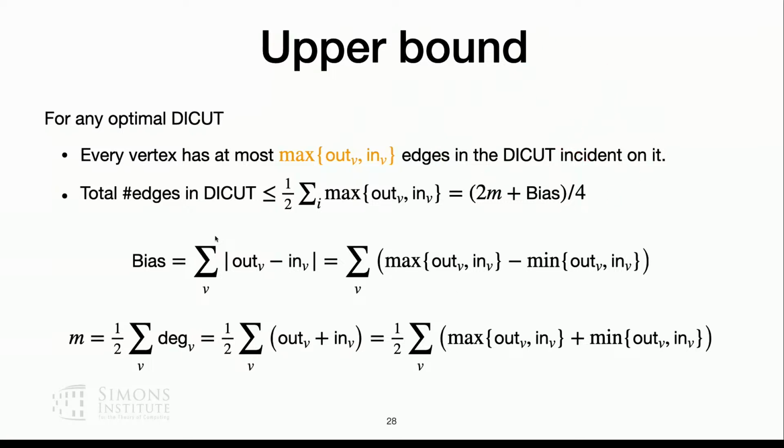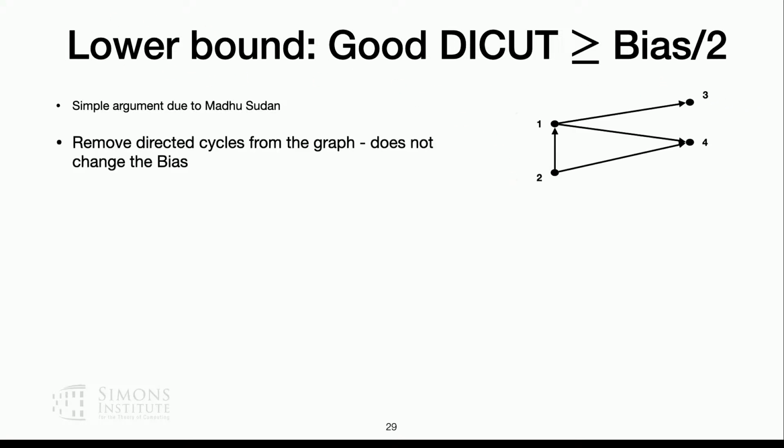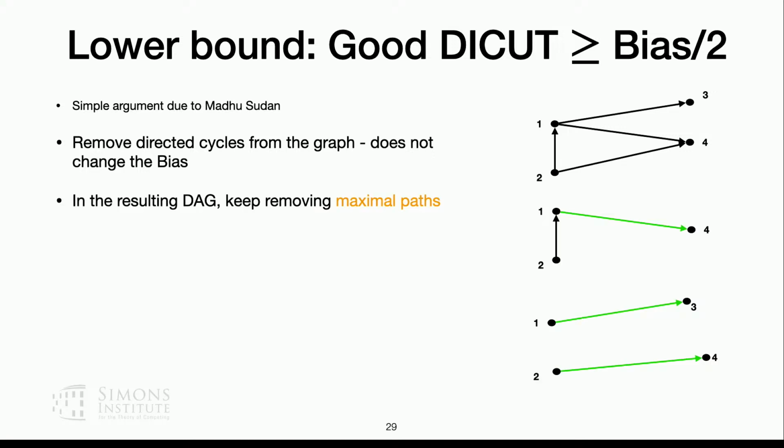Okay. For the lower bound itself, the only thing we need to show is that the good die-cut has value at least bias over 2. This simple argument is actually due to my former advisor, Madhusudan. The idea is that let's say you remove directed cycles from the graph. This does not change the bias, because for every vertex, you lose one out edge and one in edge. So that shouldn't change the bias of the vertex, and in turn the bias of the graph itself. So let's say we remove all the directed cycles and end up with a DAG.